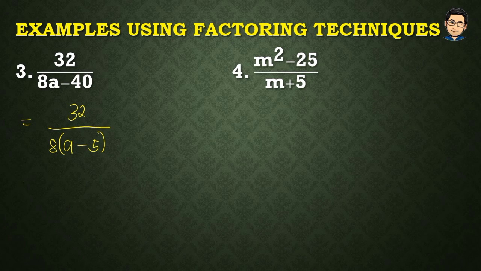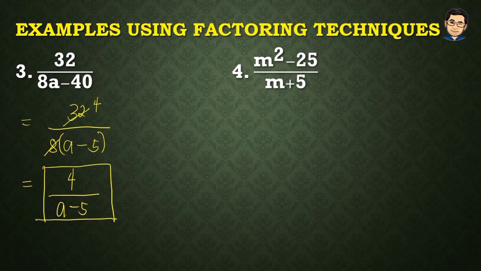Now, we can cancel out 32 and 8 kasi yung greatest common factor nilang dalawa is 8. So yung 32, divide natin sa 8, 4. Yung 8, divide natin sa 8, 1 na lang po yun. So our final answer will be 4 all over a minus 5.